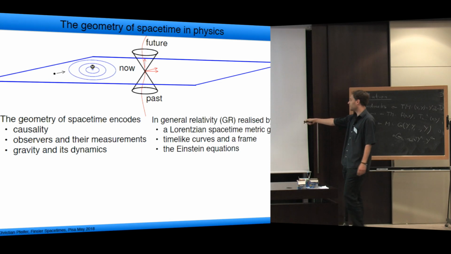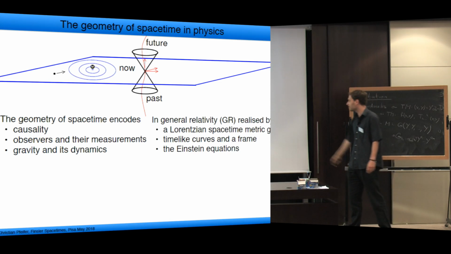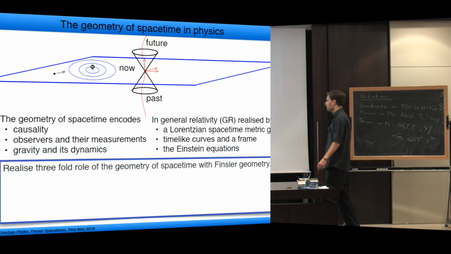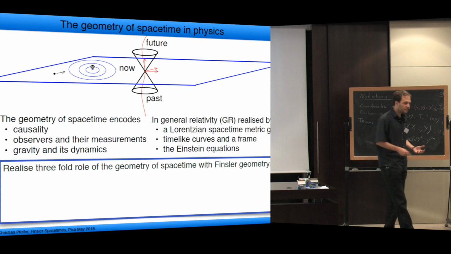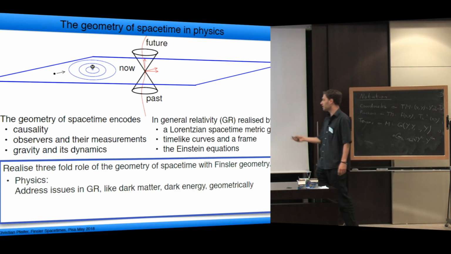Time-like curves of the metric and frames of the metric along these curves define observers and their measurements, and the Einstein equations, gravity and its dynamics. So now, the idea is to realize the threefold role of the geometry of space-time in physics with Finsler geometry.